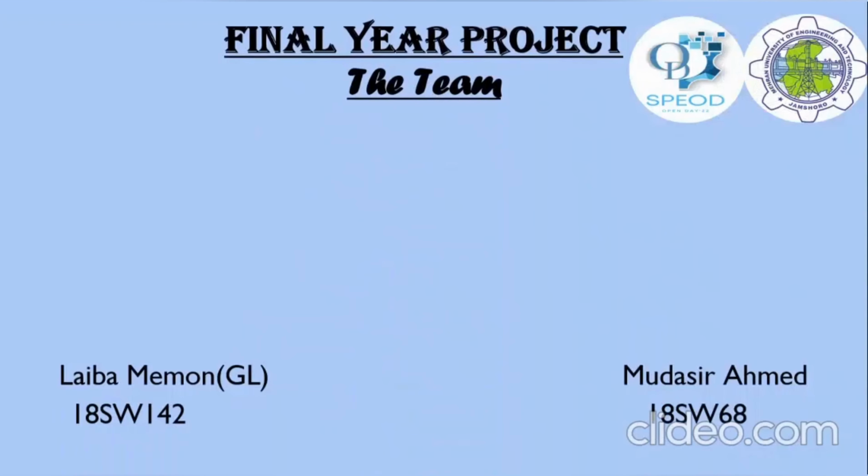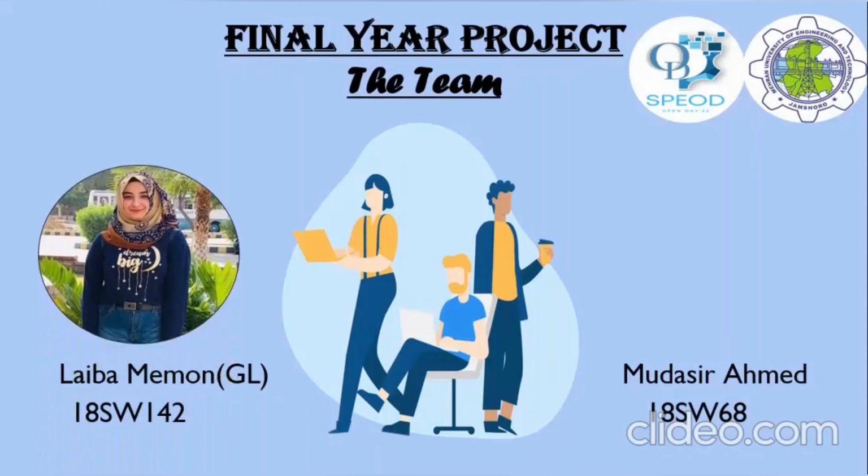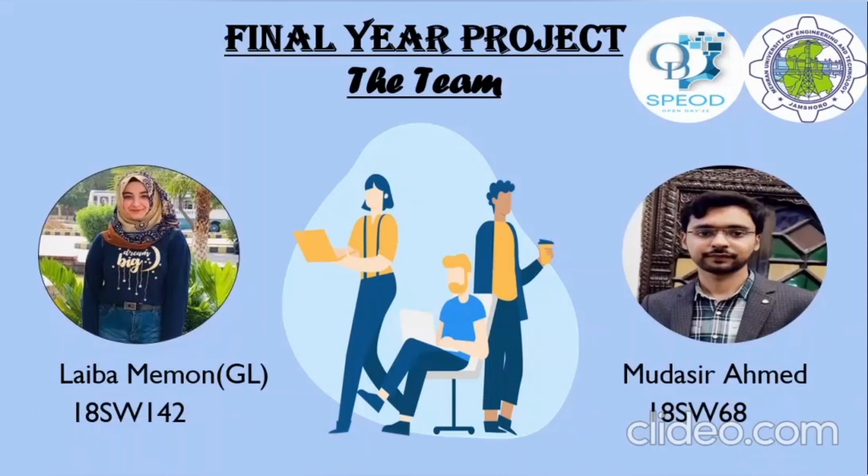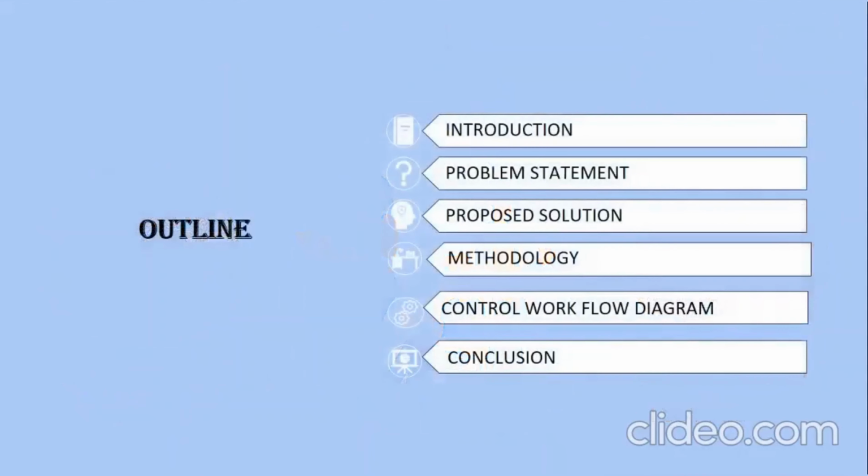We are a team of two members: me, Laiba Maiman, holding roll number 18SW142, and my partner Mr. Mudassir Ahmad, holding roll number 18SW68. Now let's move forward. In this presentation I will elaborate on my final year project by covering all these contents. Let's talk about the introduction.